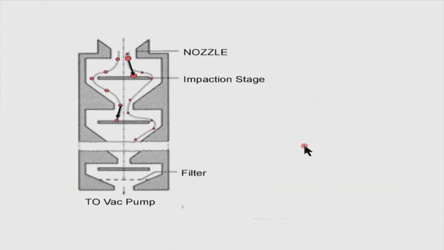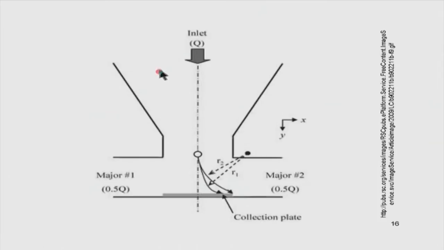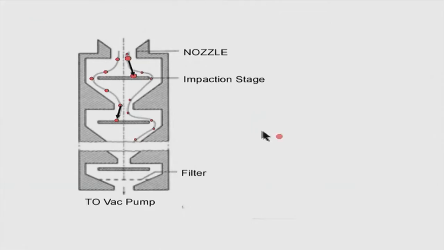Now, instead of having one impaction stage like this, in an instrument, in a cascade impactor, you have a cascade of these stages. And the reason you have a cascade of these stages is because you want to change the size of the elephant that you're going to capture, okay? So let's take a look at this, for example. This is the first impaction plate, this is the second impaction plate, this is the third impaction plate. There can be as many as 10 impaction plates in an instrument, up to 10 stages.